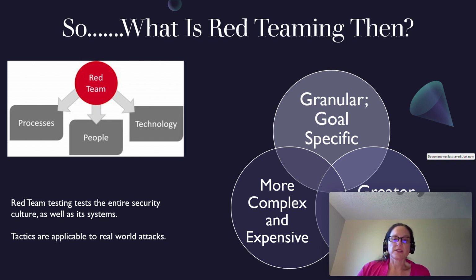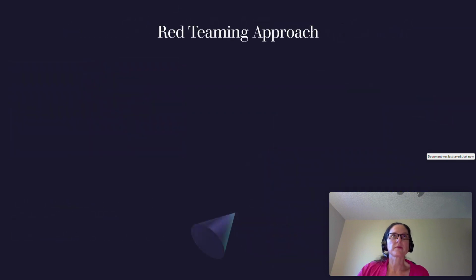It's been said that red teaming tests the entire security culture as well as the systems because only the testers know ahead of time what is occurring. The tactics used in red teaming are a combination of real-world attacks, intelligence gathering, vulnerability identification, and data exfiltration. Red teaming is known for its holistic approach. It assesses the entire security process and the organization's defensive posture.